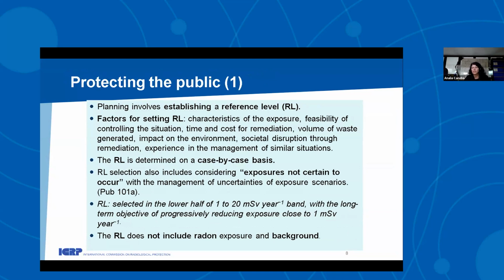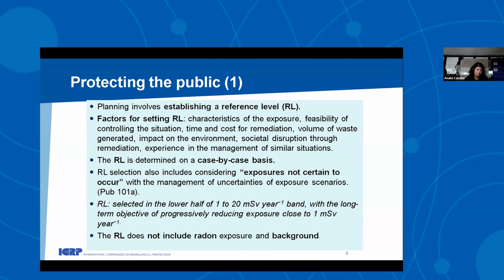So in the factors, you need the characteristic of the exposure, the feasibility, if it's possible to implement actions or not, which is the time involved and the cost of remediation, which, for example, are the volume of waste and residues generated. Will it have an impact on the environment or not? For example, will the options, the strategy, produce some societal disruption? What will be this disruption? And also take into account, of course, experience in the management of similar situations.